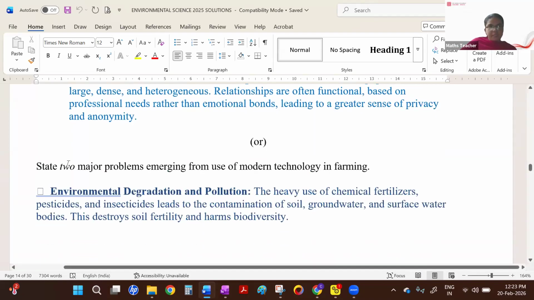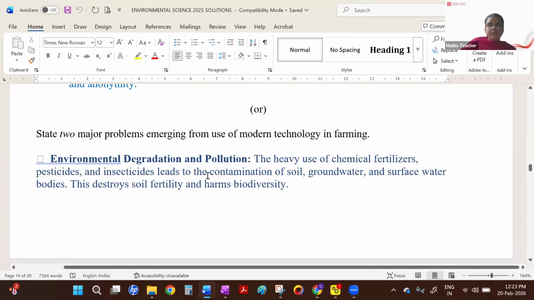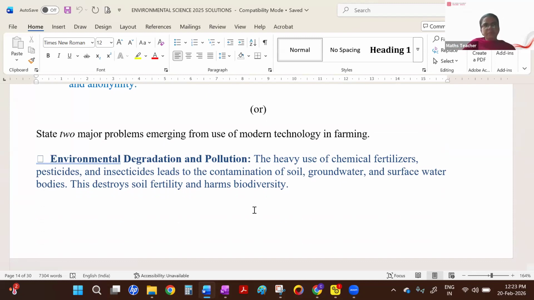The next question, state two major problems emerging from use of modern technology in farming. Okay. So even in farming, the farmers are using a number of modern technologies, right? We can't say that it is completely avoidable, because we've seen that there is a rapid increase in population, right? So just to meet the needs of this huge population, the farmers have resorted to some of these modern agricultural practices. Otherwise, they won't be able to produce as much crop to meet the demand. So that's why they do have to use some of the modern technology, but there are some drawbacks also.